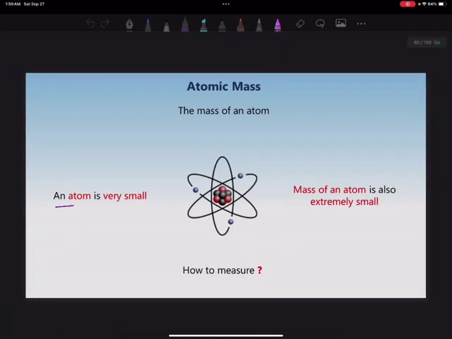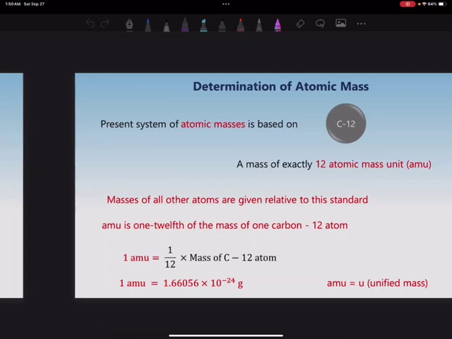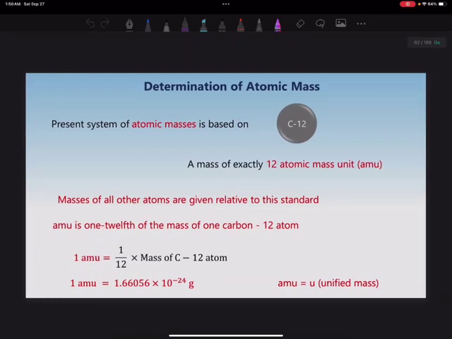Now, what is atomic mass? The mass of an atom is extremely small. Now how is it measured? Determination of atomic mass: in the 19th century, scientists couldn't determine the mass of one atom directly, so they tried to measure it relative to another atom. The present system of atomic mass is based on a mass of exactly 12 atomic mass units. Standardization is done and the masses of all other atoms are given relative to the standard.